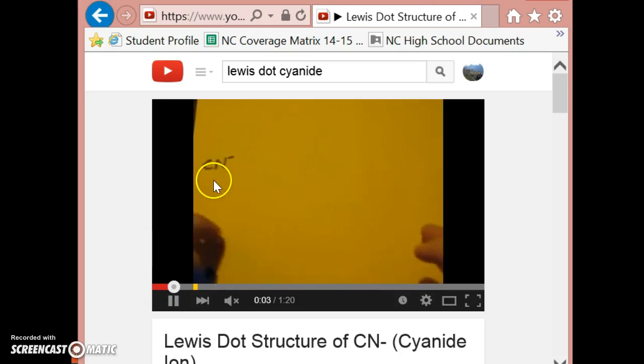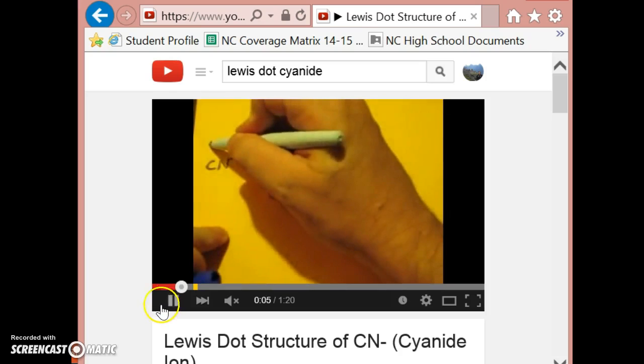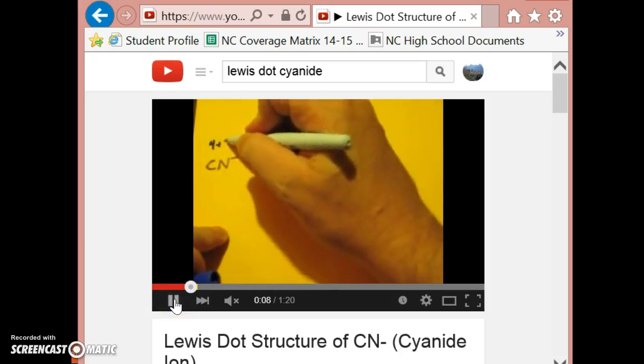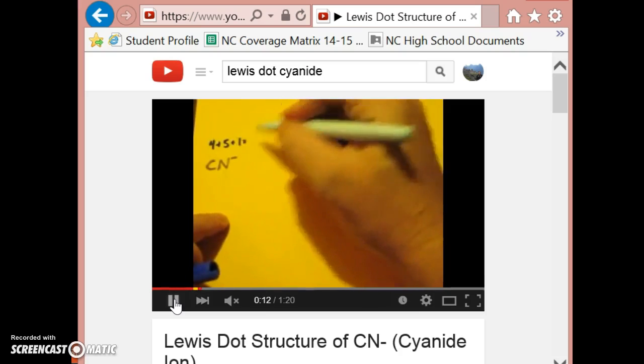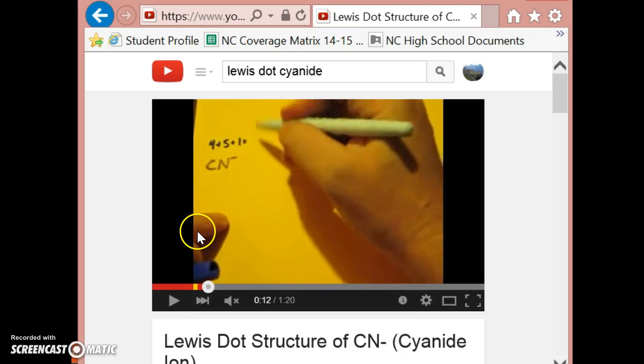You can see cyanide is the CN with a charge of -1. You can find this on the back of your periodic table, and right now he's finding the number of electrons there are. So you might be a little confused by that extra 1 at the end. Carbon, of course, is in group 14, so that's why there's 4. Nitrogen is in group 15, so that's why there's 5. And then the -1 sign means there's an extra electron, so that's why it is a +1 afterwards.